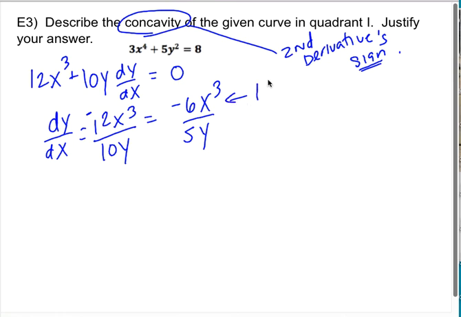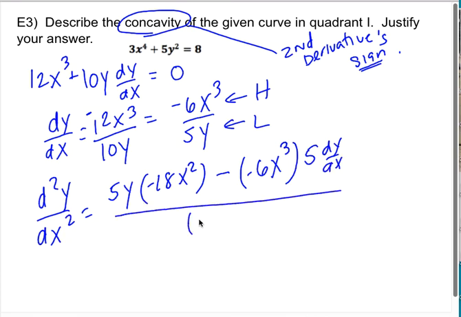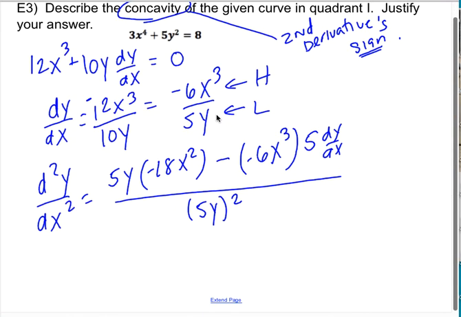When I go to do the second derivative, I now have a high function and a low function. So d squared y dx squared is going to be low, d high, which is a negative 18x squared, minus high, which is a negative 6x cubed, d low, which is going to be a 5 dy/dx. We'll deal with that in a sec. Draw the line, square the low, so 5y quantity squared. So we're going to clean this up. Among other things, we're going to need to replace this dy/dx with this thing.